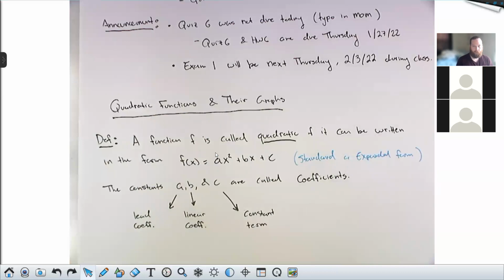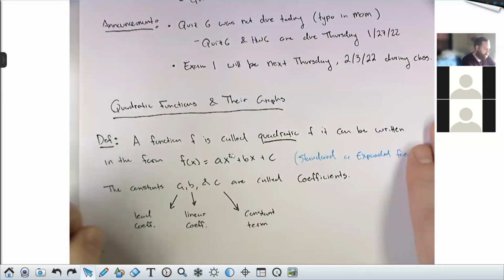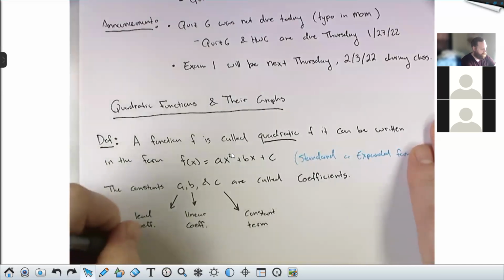This form, the standard or expanded form, is not the easiest form to see the graph. So before we get to talking about graphs, I am going to show you a different form of writing these called the vertex form. We'll get to that. But before I do that, I just want to get one little bit of practice identifying the numbers a, b, and c.